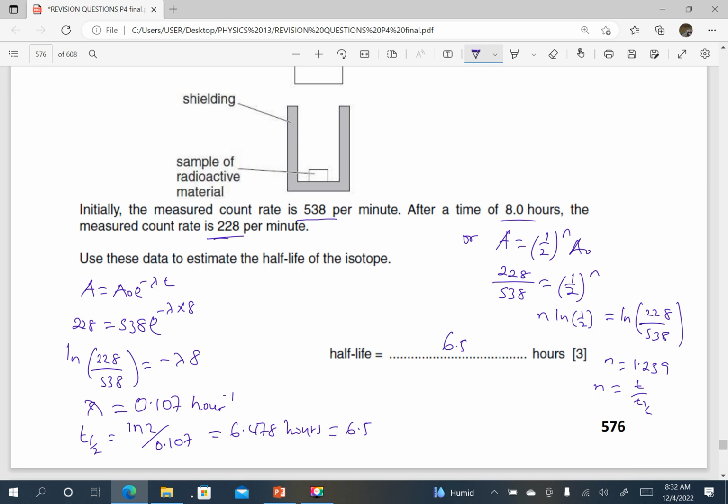N is t over t a half, and I want half-life. So half-life is going to be t over n. So t a half is going to be time, which is 8 hours, over n, which is 1.239. So I'm just going to say 8 divided by the answer, and I still get approximately the same thing. I still get this as 6.5. You can verify. So this is another method which my students believe it is the best.